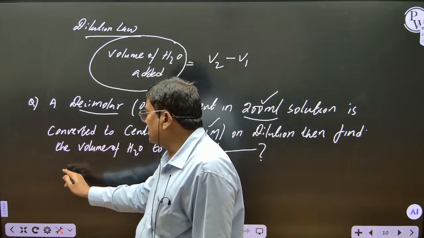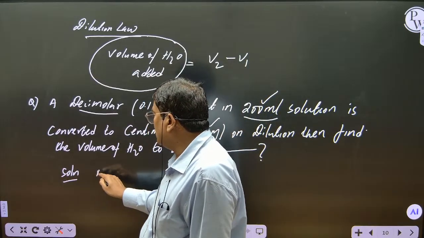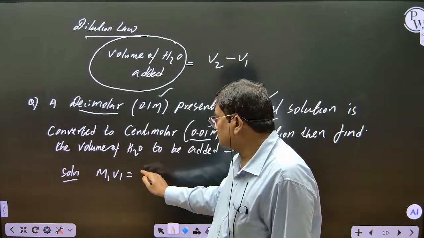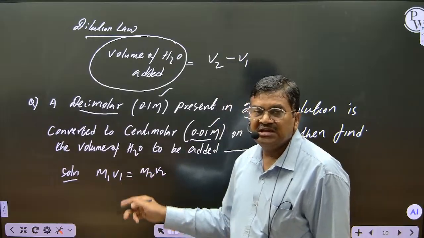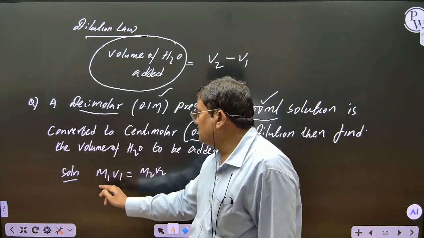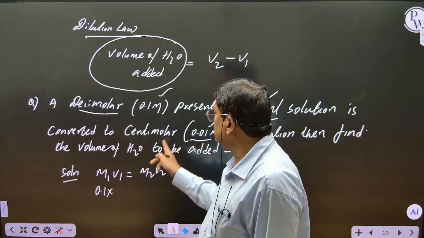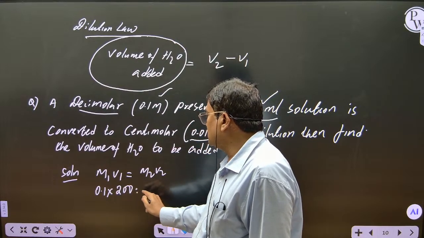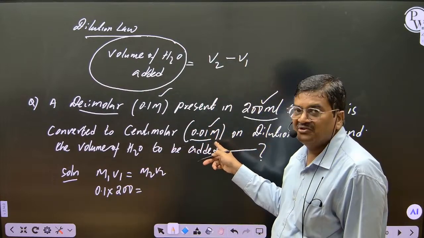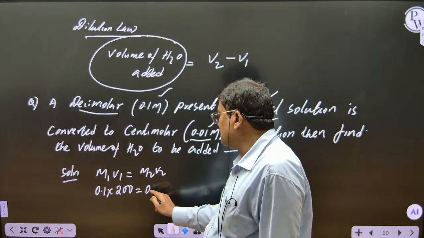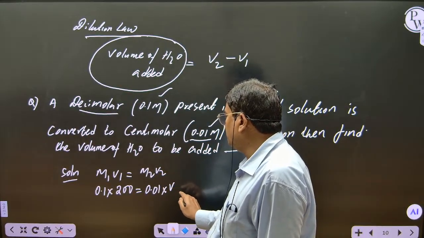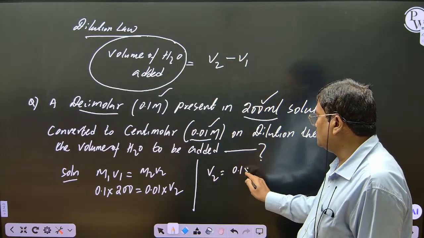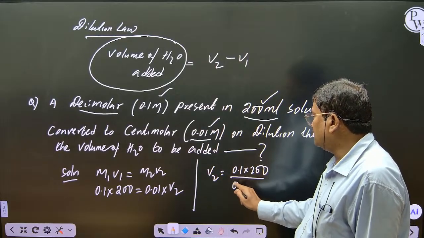Then you have to apply the dilution formula, that is just now what we wrote, M1V1 is equal to M2V2, where M1 is the initial molarity. What is the initial molarity given? 0.1. What is the initial volume given? 200. This is equated with, it has been converted to centimolar, so centi is to be taken 0.01 into V2. Now obtain V2. V2 comes how much? 0.1 into 200 by 0.01.